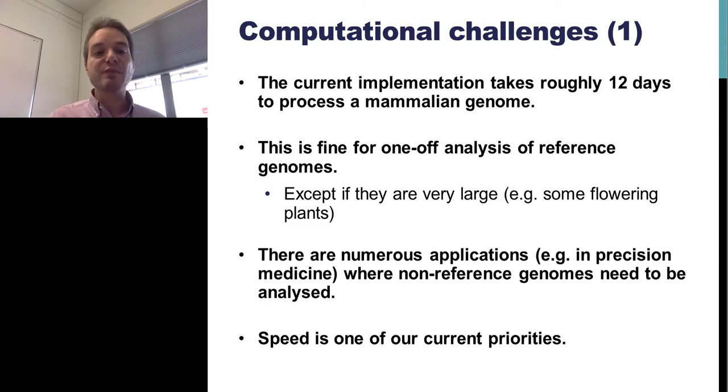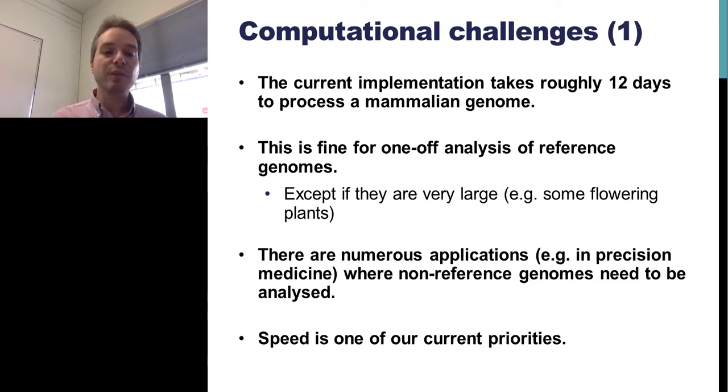In terms of things we're still working on, as I said, the method is quite expensive. So in terms of computational cost, at the moment, it takes roughly 12 days to process a whole mammalian genome.